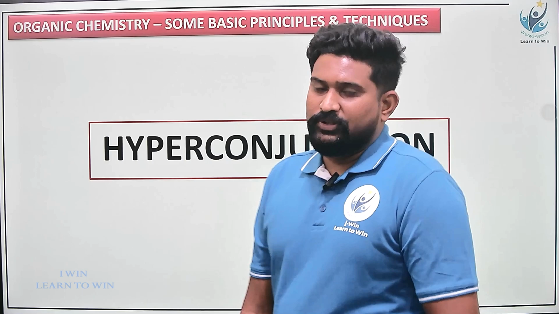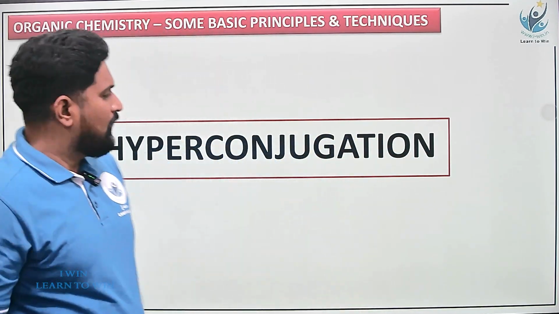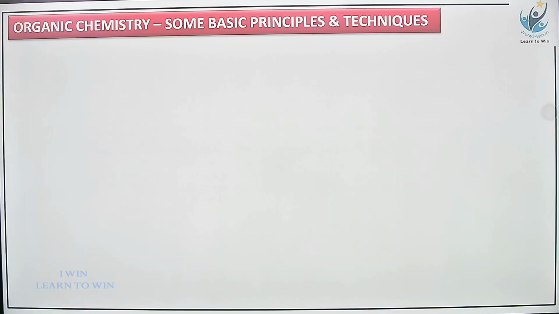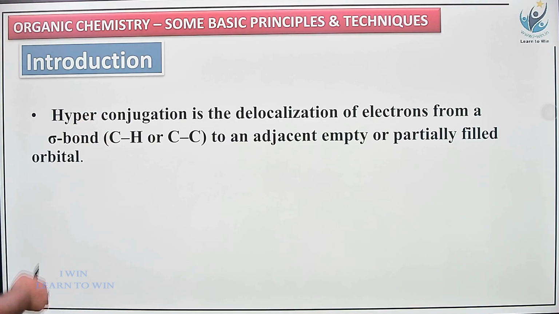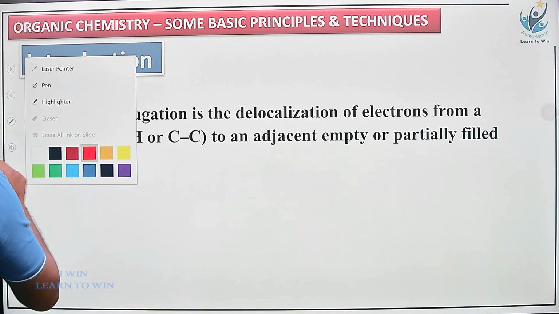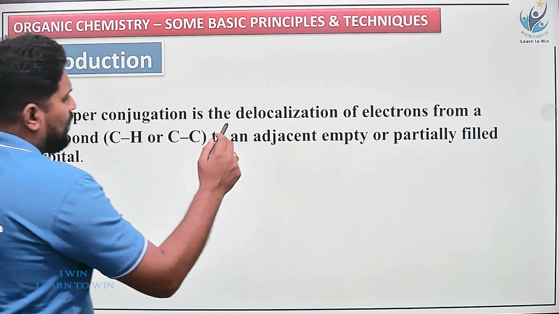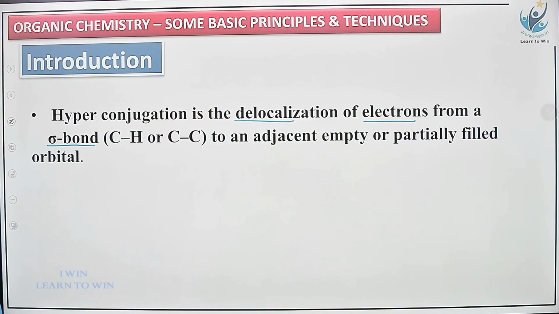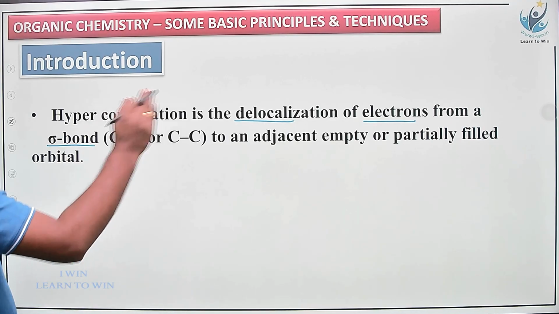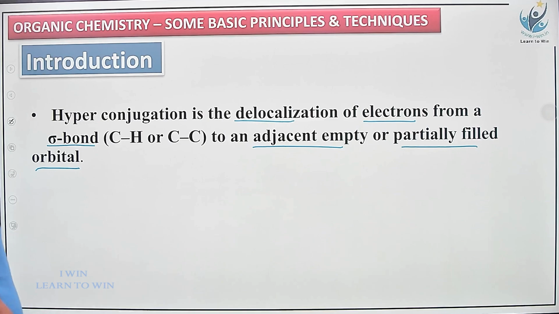So my dear students, without getting late, we will discuss what is hyperconjugation. It seems interesting, right? So let us understand what is hyperconjugation. The definition of hyperconjugation is nothing but the delocalization of electrons from a sigma bond to an adjacent empty or partially filled orbital.